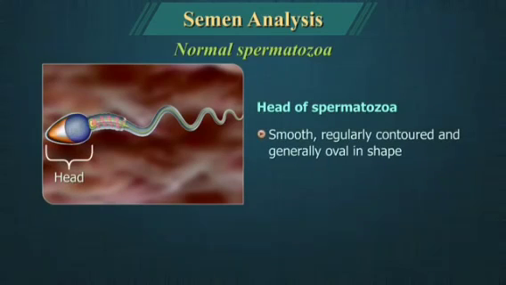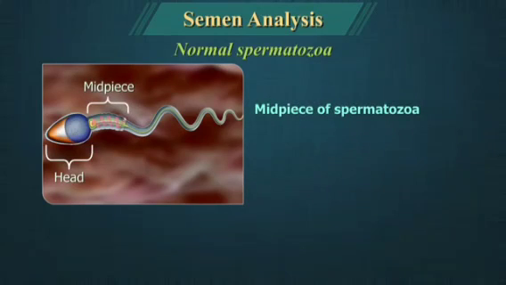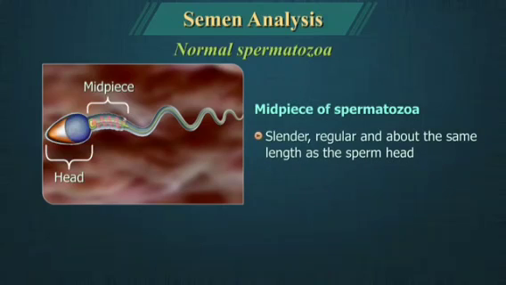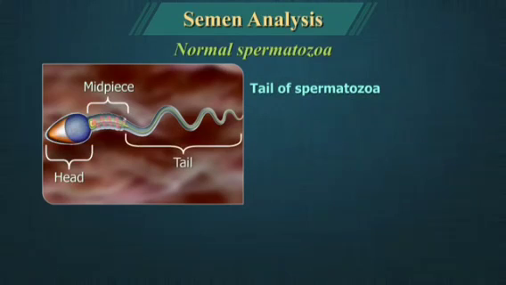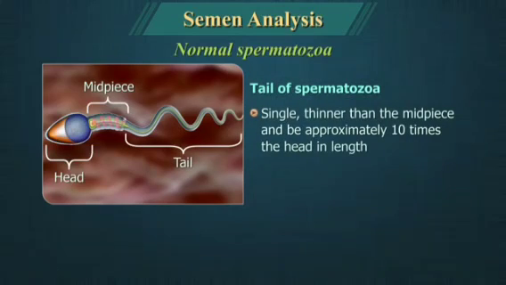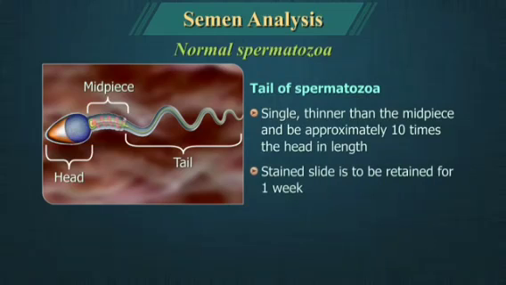The head is smooth, regularly contoured, and generally oval in shape. The midpiece should be slender, regular, and about the same length as the sperm head. The major axis of the midpiece should be aligned with the major axis of the sperm head. The tail should be single, thinner than the midpiece and approximately 10 times the head in length. The stained slide should be retained for 1 week.